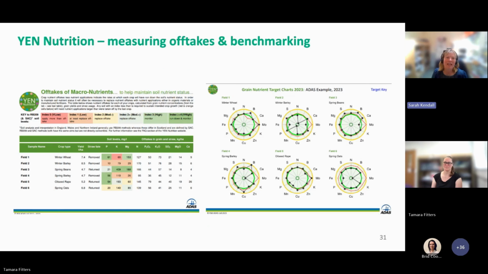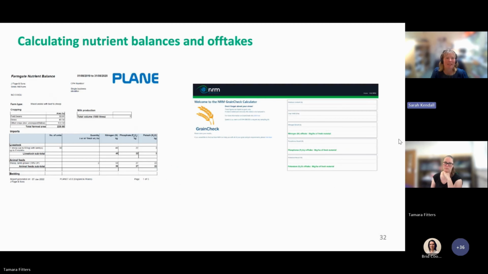And I think, yes, so I've just added on here a couple of examples of some of the reports from Yen Nutrition. So looking at offtakes and also these target charts that we provide to help indicate whether farms have got their nutrition in line with others this season, or maybe there are some outliers that need particular focus. If we move on, please.